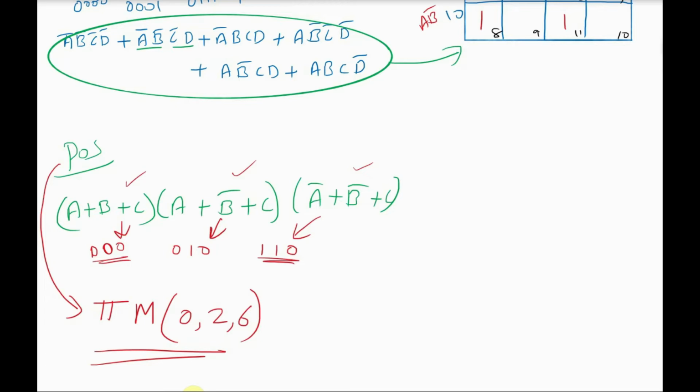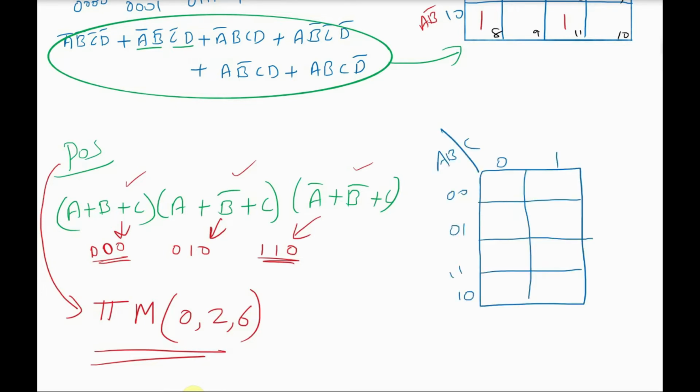So again we need to see how many variables are there. 3 variables, so we need a 3 variable kmap. When you map, you can write the cell numbers 0, 1, 2, 3, 4, 5, 6, 7. We have the cells 0, 2 and 6. So we have to map to 0, not to 1. In POS expression, we have to map it to 0. The next cell is 2, so 2 is here, we will put 0 here. And the next one is 6, we will put 0 here.